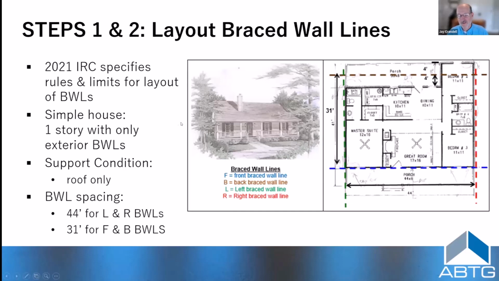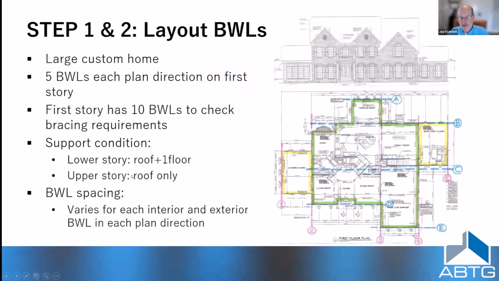It's a matter of minutes to input the conditions, like the spacing, 31 feet front to back, 44 feet left to right. It's a one-story building supporting a roof only, bam, bam, bam. Pick out your adjustment factors from the table and run your check, and you're done.